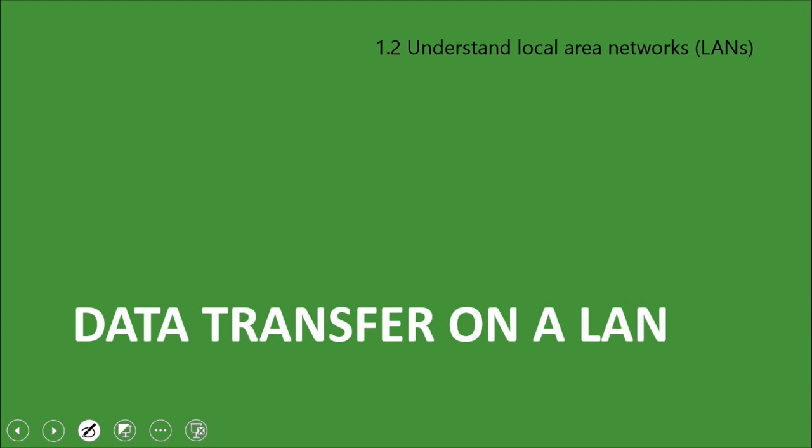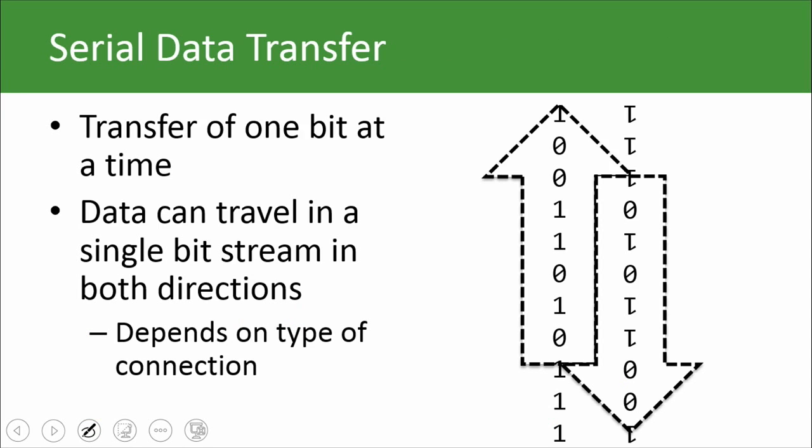All right, so now let's switch modes and talk about data transfer on LANs. Data is transferred in a serial format. That means 1 bit of data at a time is sent. Now data can travel in a single bit stream in both directions, like to and from. And how it does that depends on the type of connection.